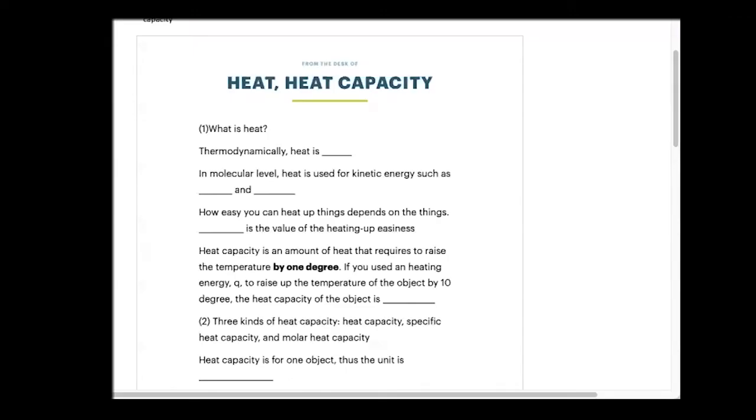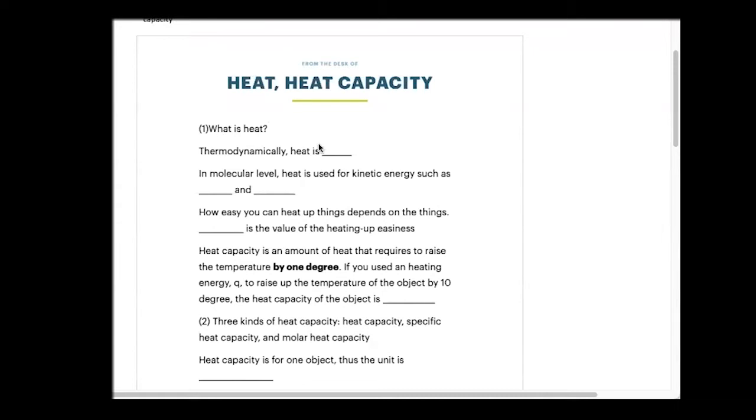Okay, so let's talk about heat and heat capacity. It is relatively simple, but there are several things that you don't want to get confused. Keep it in mind. And one of the most important things is the definition of heat.